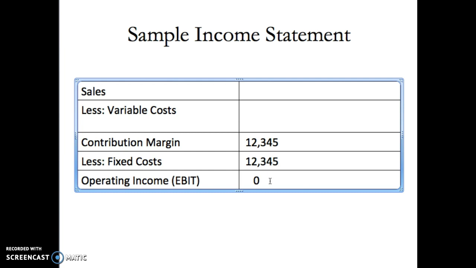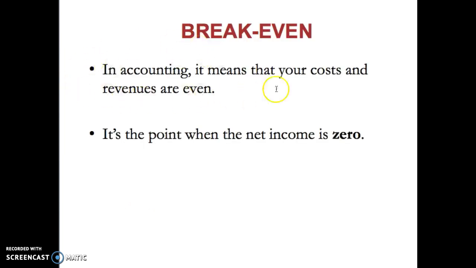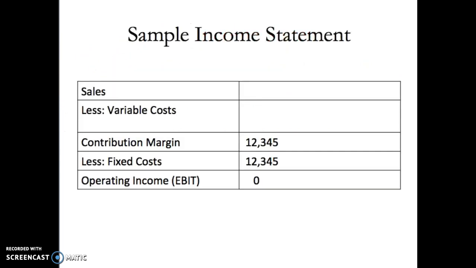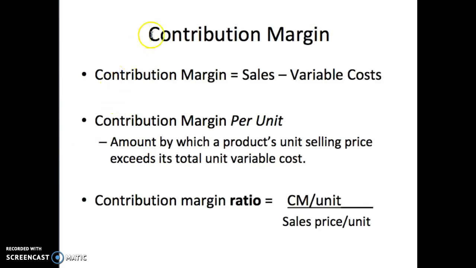So if I'm going to restate or be more specific with this part of the slide earlier, actually break even in this lesson would be, it's when your contribution margin is equal to your fixed costs, and at that point, your operating income or earnings before interest and taxes is zero. Now let's look at contribution margin. As you've seen earlier, contribution margin is just the difference between the sales and the variable costs.